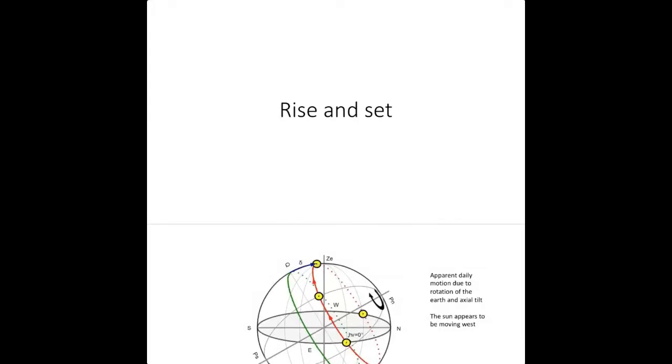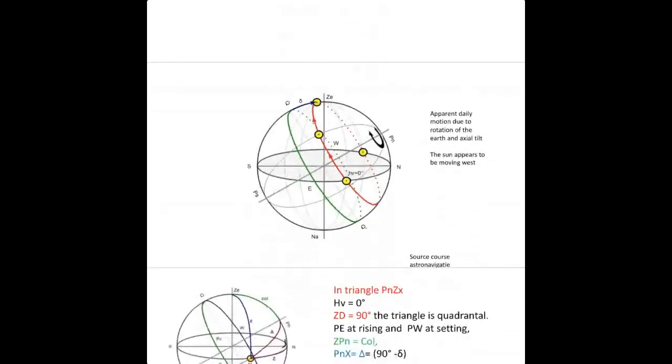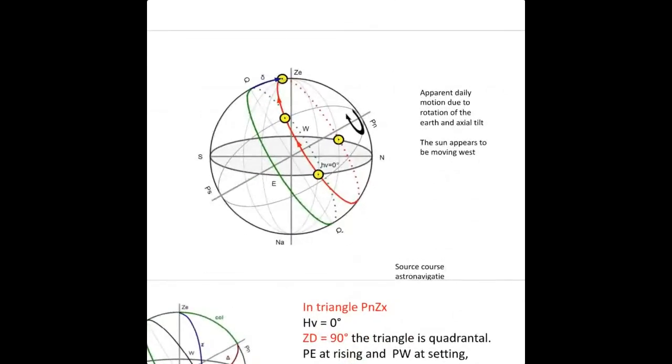Welcome to this new recording on astronavigation, where today we will be talking about rise and set. When we talk about rise and set, the rising and setting of the sun can be seen when we take a look at the apparent daily motion of the sun.